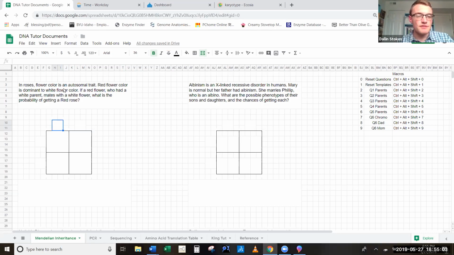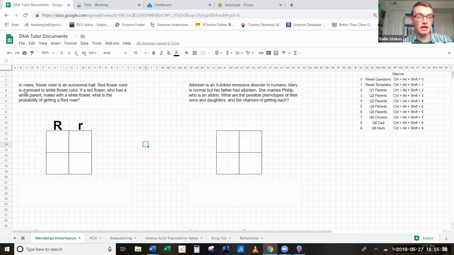So in roses, flower color is an autosomal trait, and red flower color is dominant to white flower color. When we do these things, we pick a letter. We use uppercase letters to signify a dominant allele, and we use lowercase of the same letter to signify a recessive allele. So in this case, I'm going to use the letter R. Let's say a half and half individual would be big R, little r, where little r is the recessive trait and big R is the dominant trait.